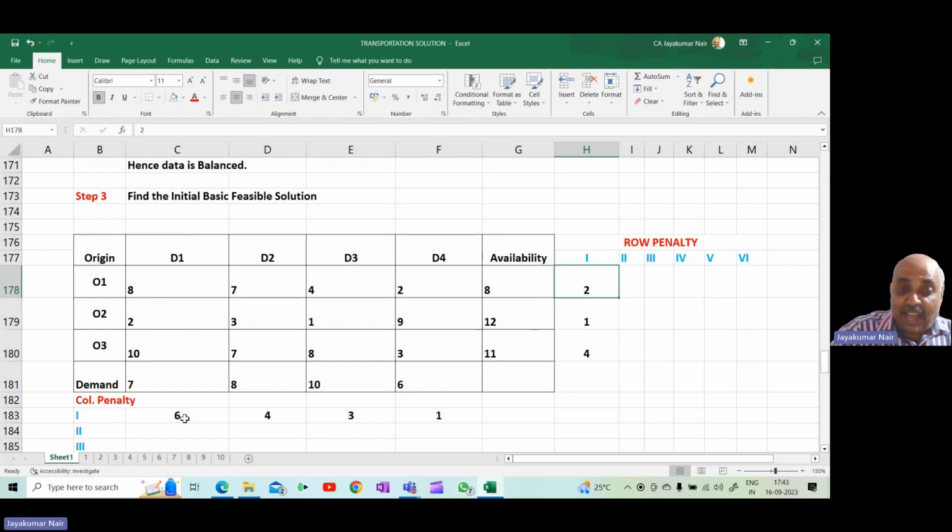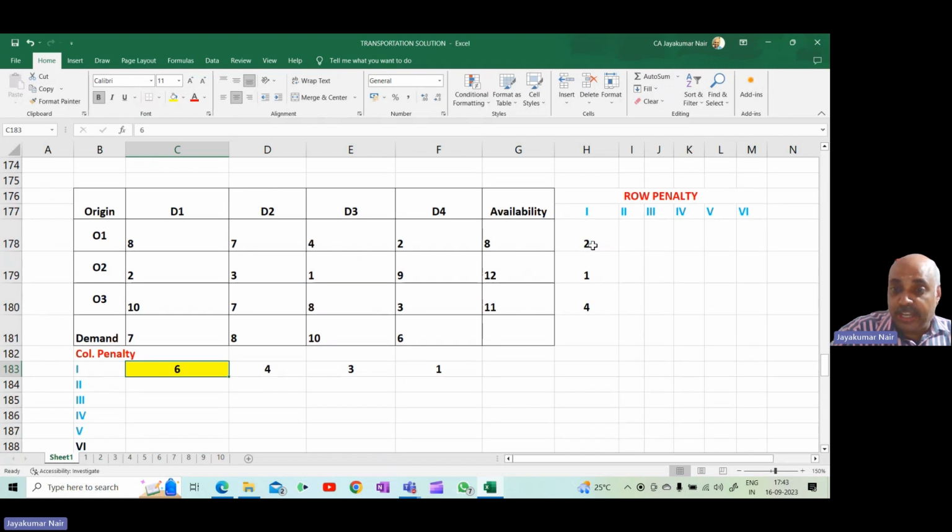So in this case, the highest one is 6 because here it's 2, 1, 4. Here 6, 4, 3 and 1. Therefore, the highest is 6. So I make the selection. I select this particular penalty cost.